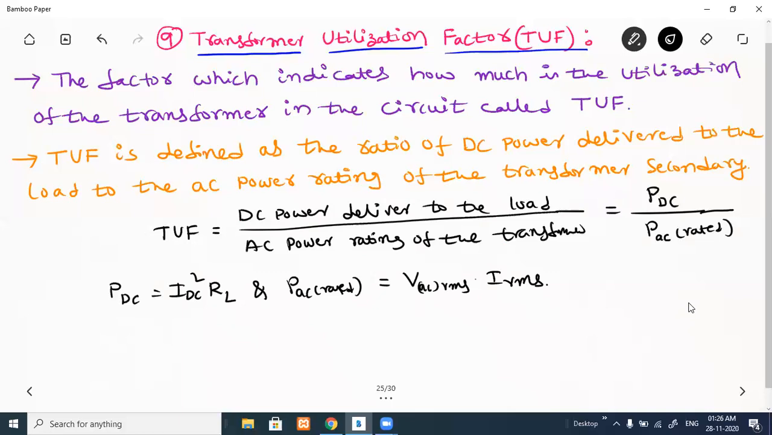The transformer secondary feeds the AC power to the rectifier. So it is necessary to determine the rating of the transformer while designing a power supply. And that power rating can be calculated from this TUF. So first I am trying to calculate PAC rated, then PDC, and their ratio gives the transformer utilization factor.